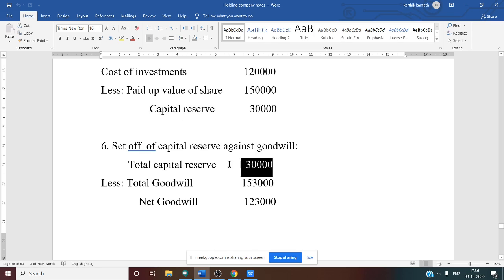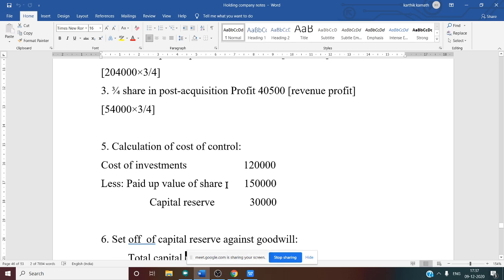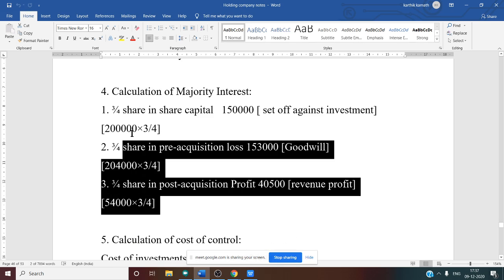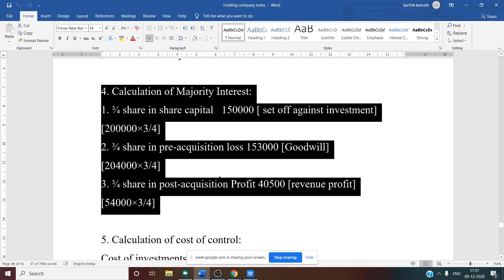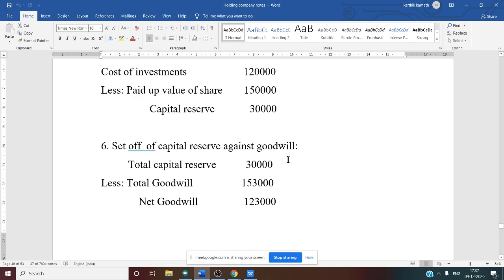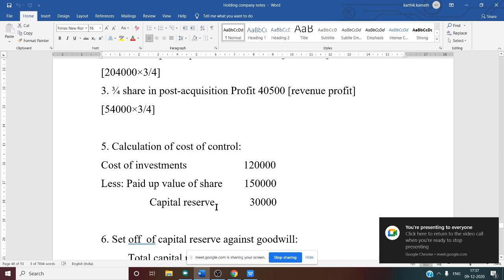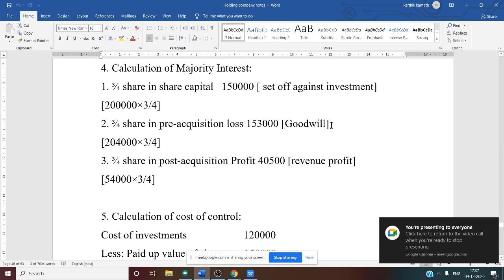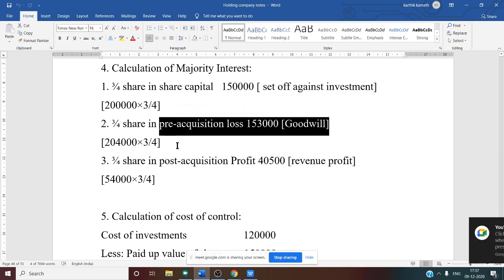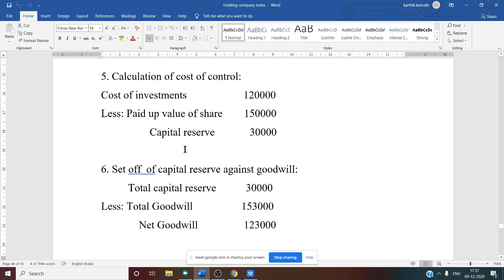Here we got 30,000, and there is no other capital reserve information in the majority interest working note. So only one piece of information: total capital reserve is 30,000, less total goodwill. From where are we going to get this total goodwill information? You have to see the majority interest working note. In the majority interest working note, under pre-acquisition loss, we have written goodwill. So this 1,53,000 we have to consider here.